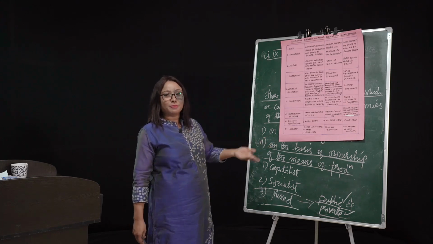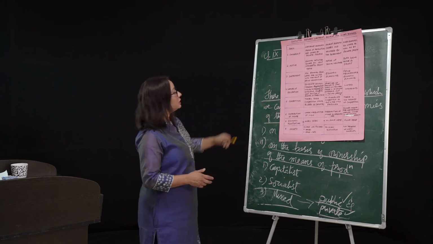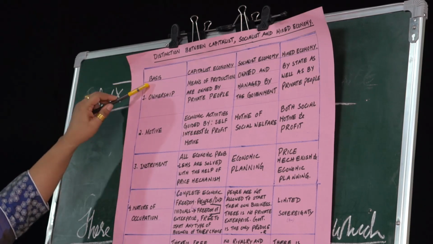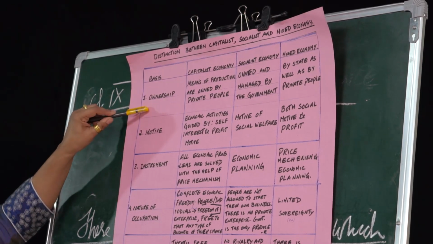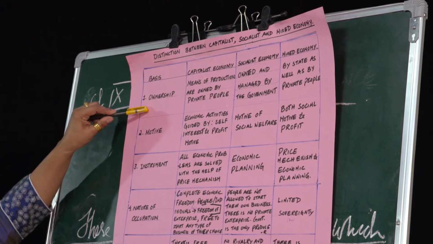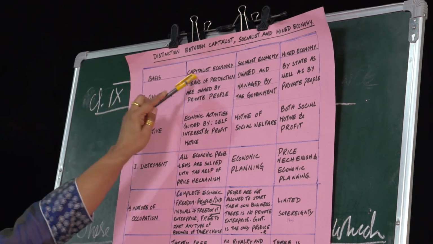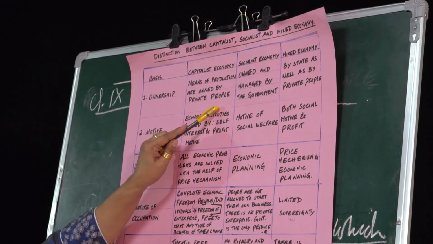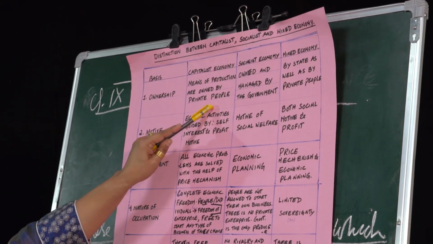And during exam time, this will really help you. It is also a very simple way to learn. See, basis. I just discussed basis. Ownership. Who owns the means of production? In a capitalist economy, the means of production are owned by private individuals. Land and capital are owned by private individuals.